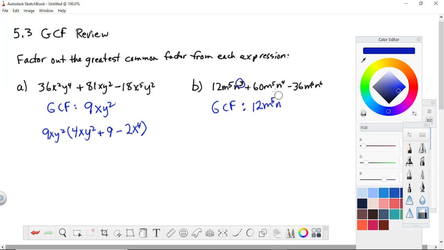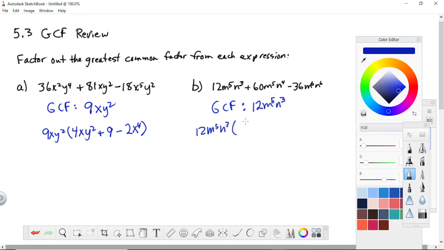Okay, so it should be n to the third power. We would have really messed it up when we went to factor that out. Actually, we probably would have caught it at that point. So we think this is the greatest common factor, 12 m to the fifth n cubed. So now we want to factor that out. Just write it down like this.